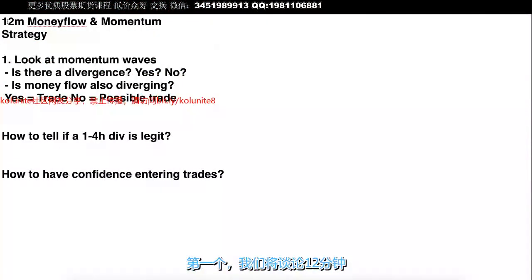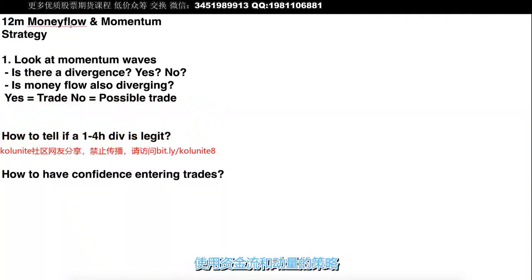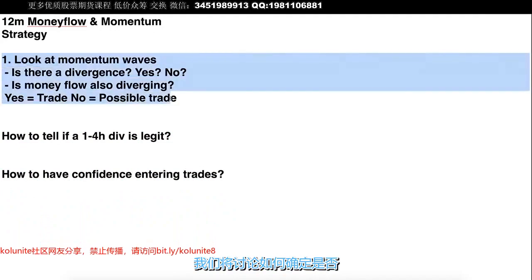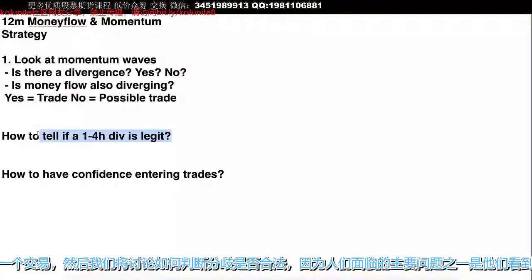And so I've kind of broken this down into sections. The first one is we're going to be talking about the 12-minute strategy using money flow and momentum. We're going to talk about how to determine whether or not there's a trade there. And then we're going to talk about how to tell if divergences are legitimate.